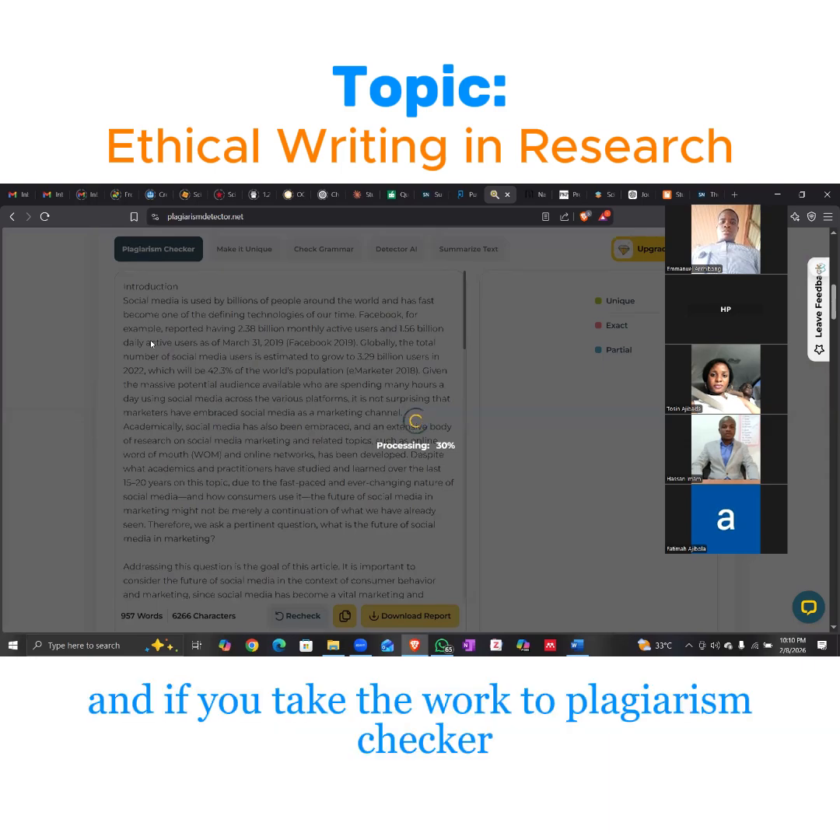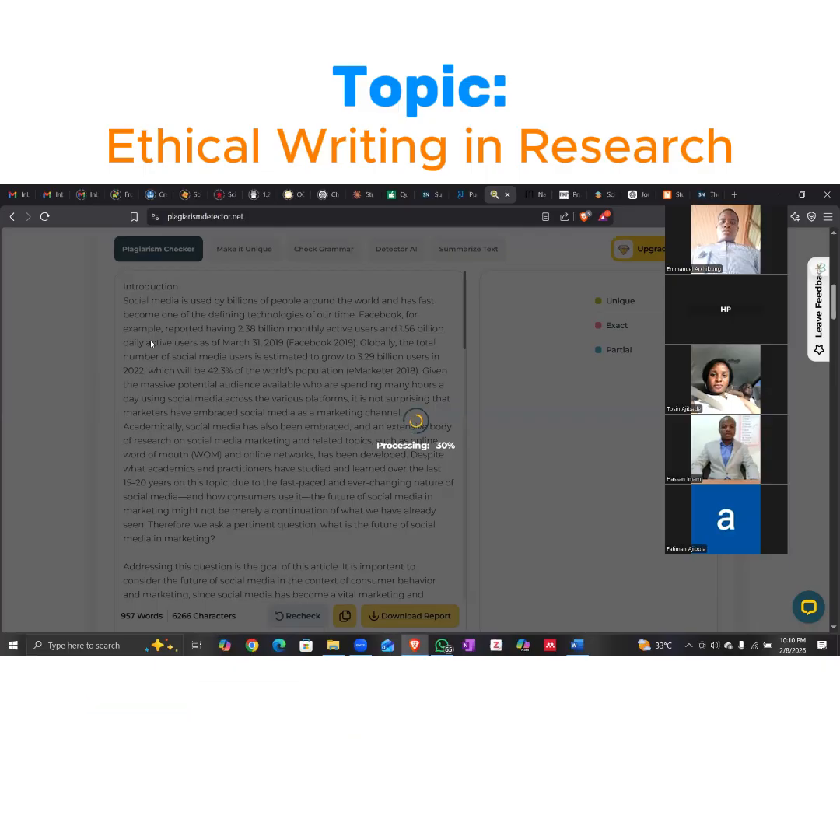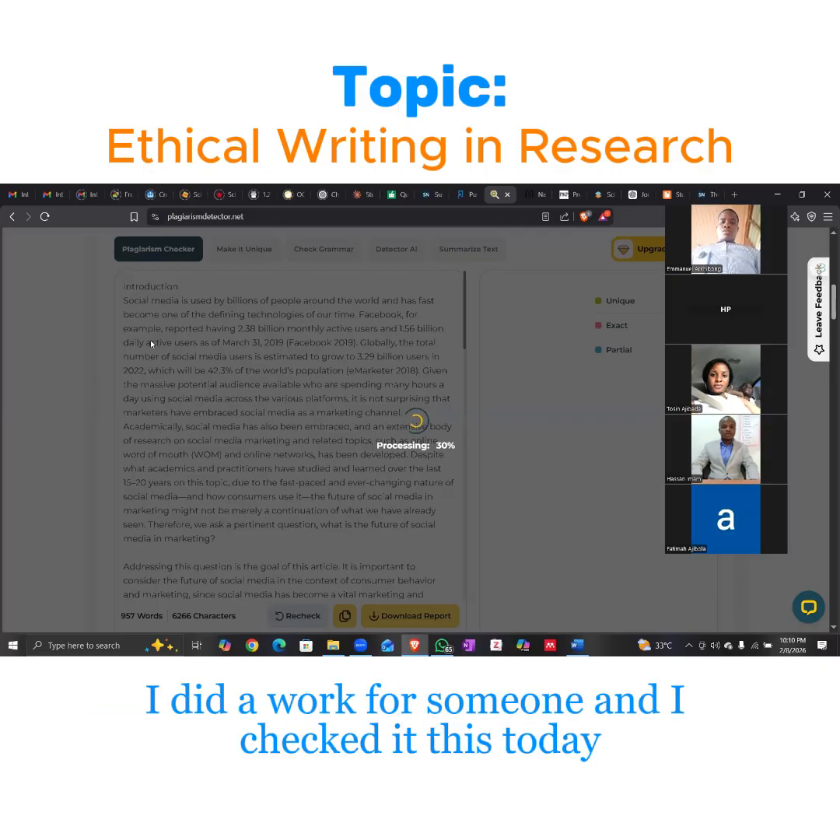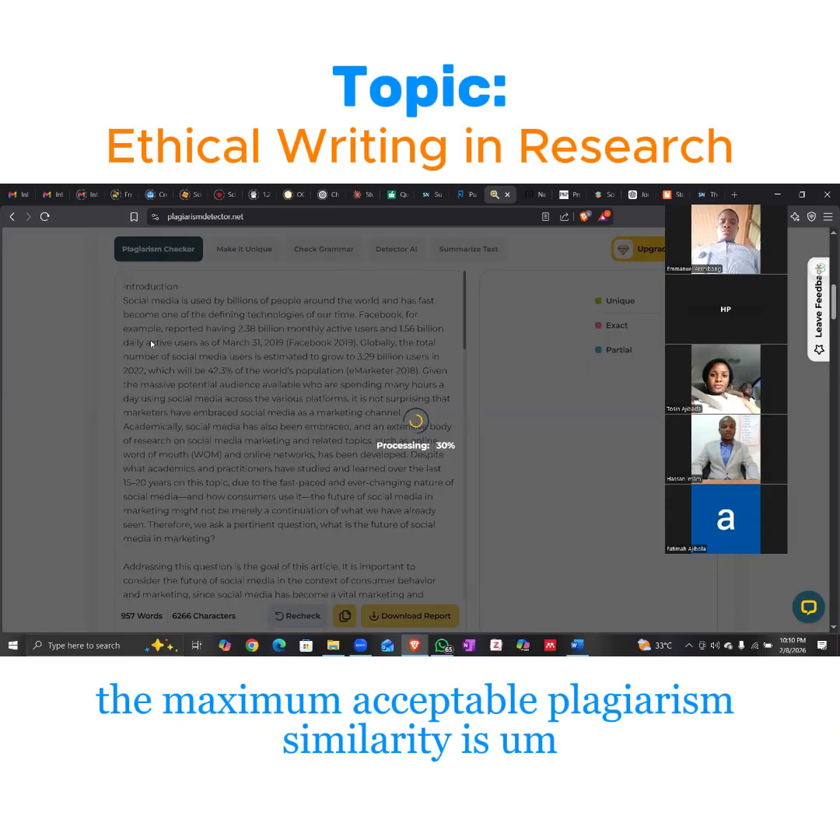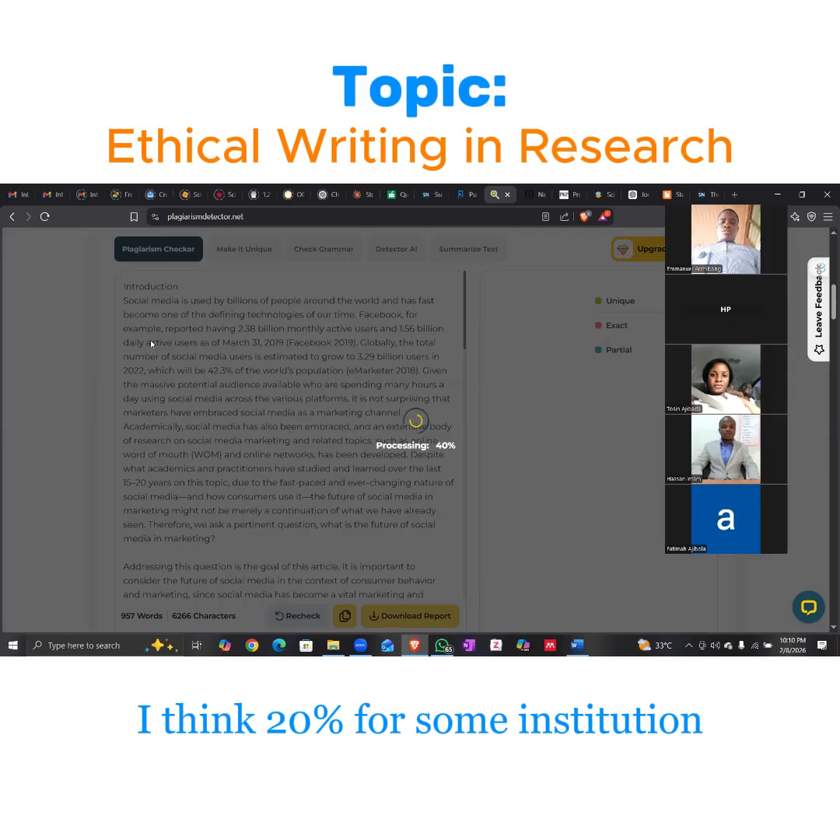And if you take the work to a plagiarism checker, I did a work for someone, I finished the work today and I checked it this afternoon. It was just 4% plagiarized content. And the widely accepted maximum acceptable plagiarism similarity is, I think, 20% for some institutions and for some institutions, 15%. So 4% is still good.